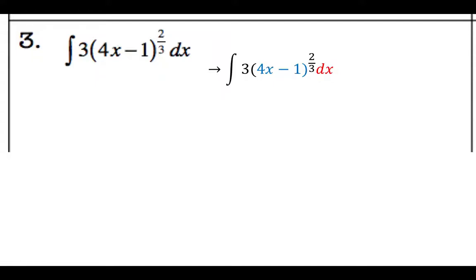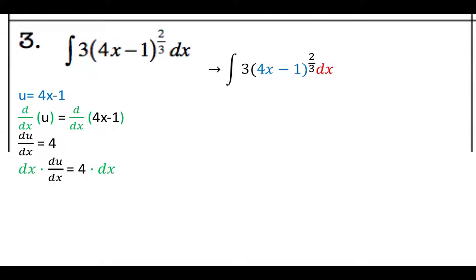Alright, first step, identify u. That's right here. Next step, take the derivative of both sides. Alright, the left becomes du dx. On the right, we just have 4. In order to solve for dx, we're going to multiply both sides by dx. On the left right here, the dx is canceled, so we have du is equal to 4 dx. In order to solve for dx, we're going to divide both sides by 4. Now we have dx solved for.